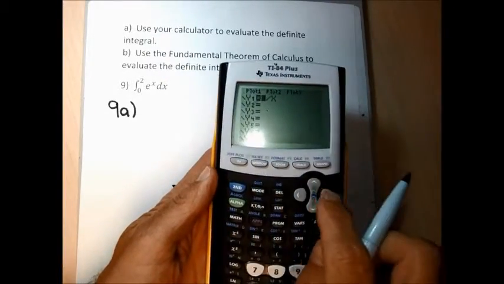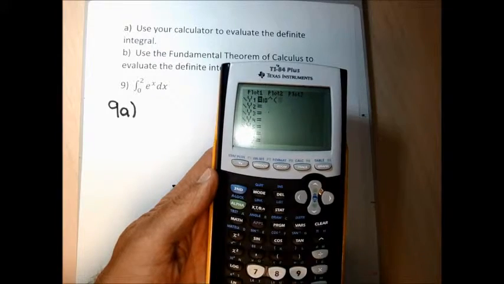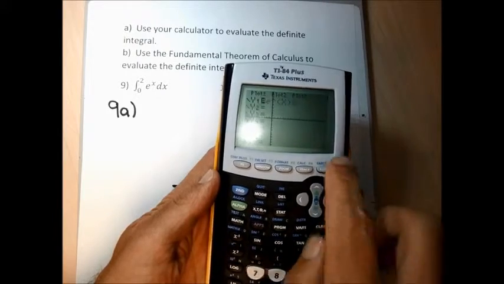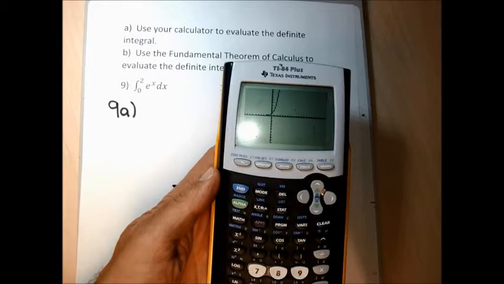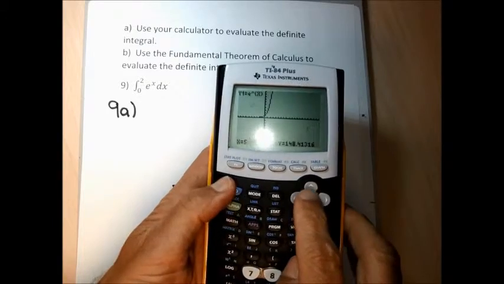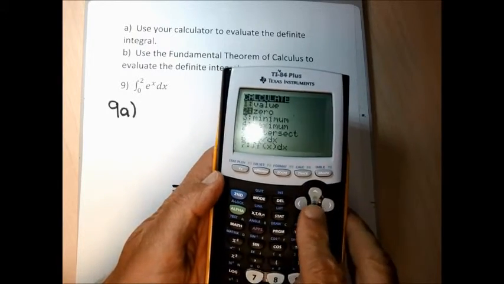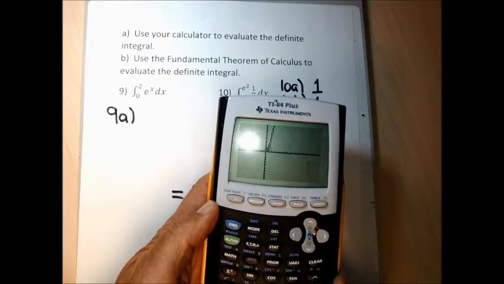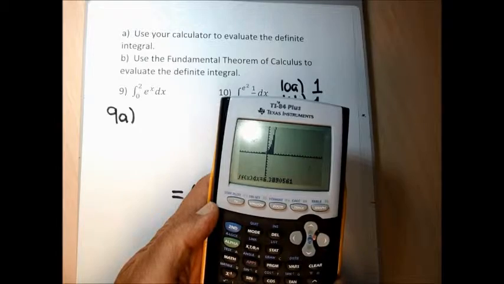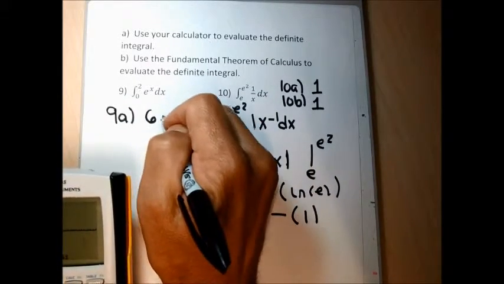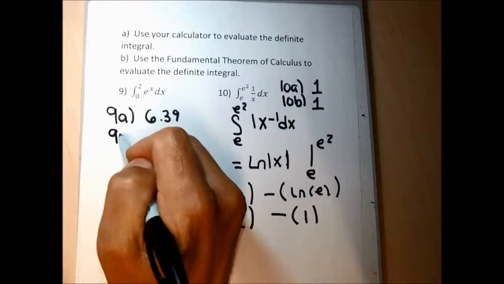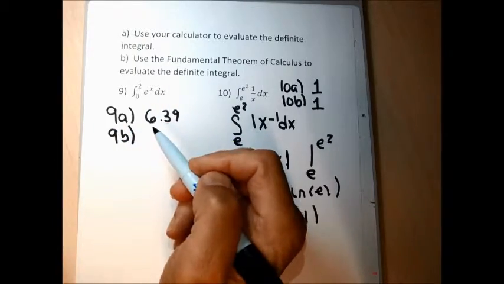I'm going to graph y equals second ln, for e to the x. Graph it. And then do second calc. Go down to option 7. Bottom number is 0. Upper number 2. I get 6.39 rounded to 2 decimal places. That's not going to be a good number for you. So let me show you what your answer should look like. Your answer is going to be equivalent to 6.39, but it's going to have e's in it probably.